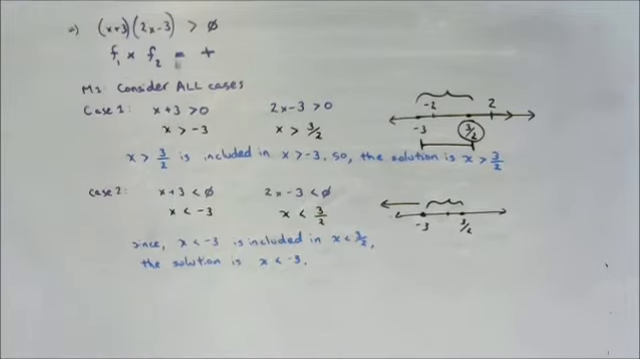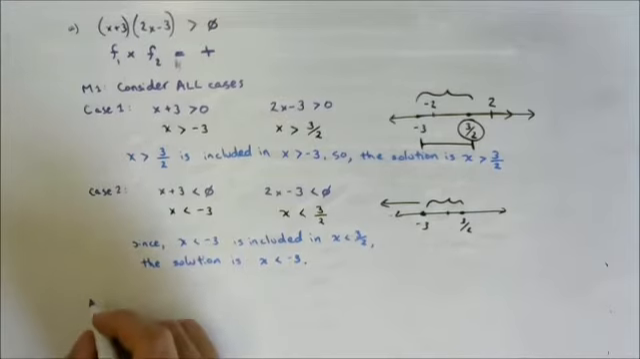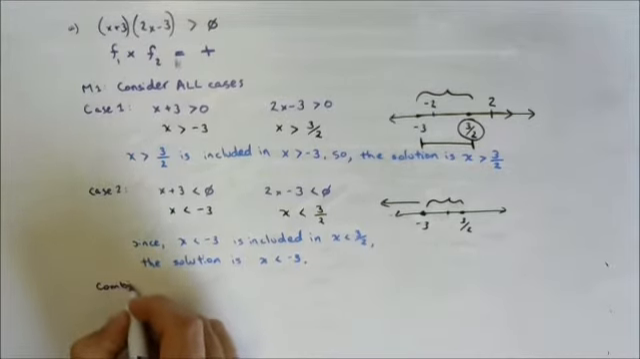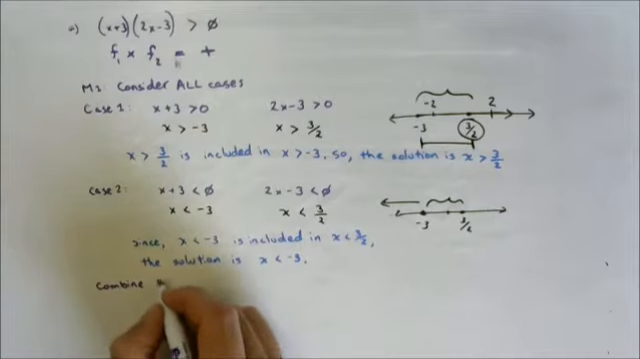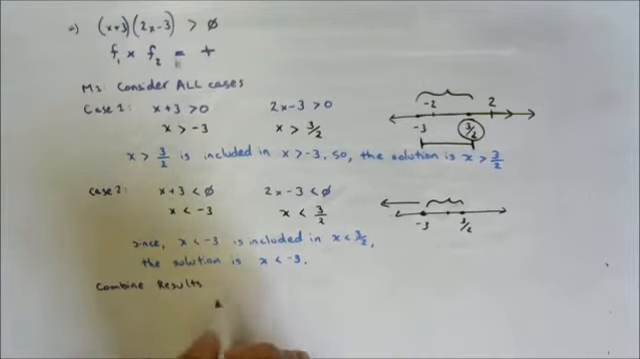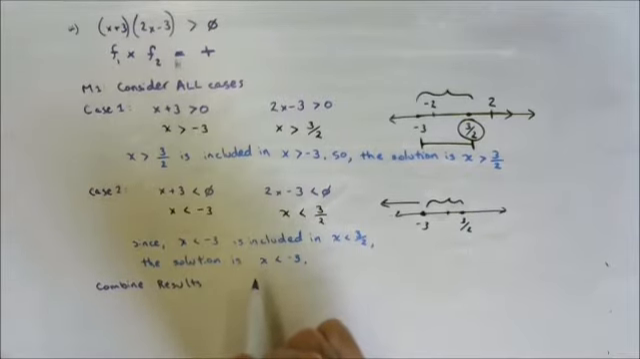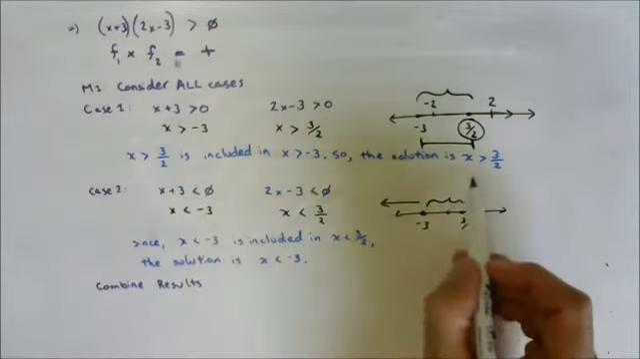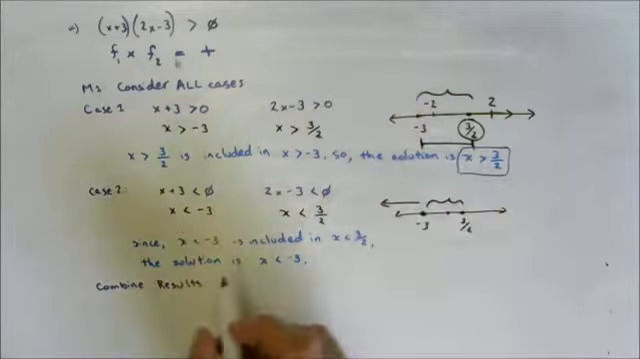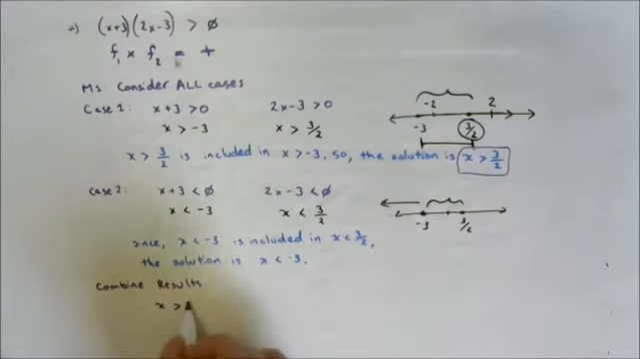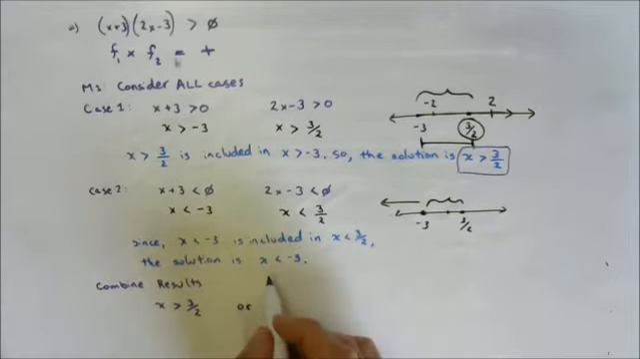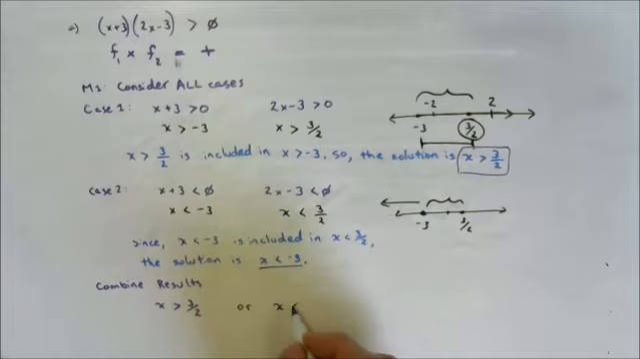Now, in our concluding statement, we need to combine the results. We have a solution in case 1 and we have a solution in case 2. So we'll see what those things are. We end up with, here we have our solution for case 1, x greater than 3/2, or the solution for case 2, x less than -3.